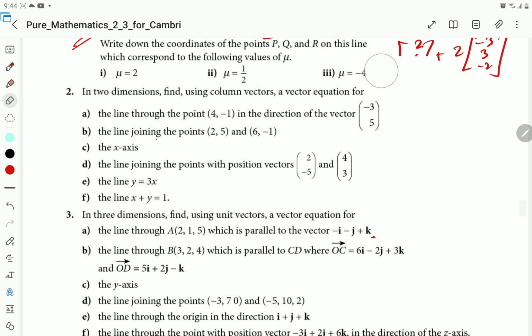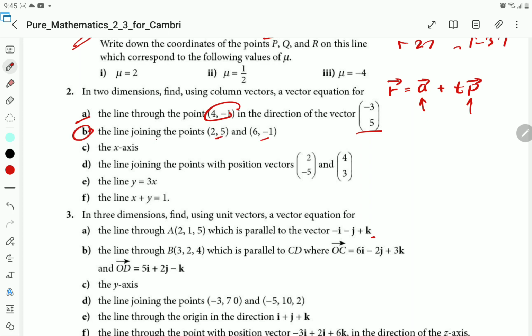In two-dimensional, the line, oh, this is so easy. Remember, our vector equation of the line is r is equal to a plus t, or lambda, times vector p. So you just need to know if there is one point and then there is a direction, then just simply plug in. In letter A, you have the point, you have the direction, then just simply plug it in there. In letter B, you have 2 points, so that's given. You have no direction, therefore you just need to find that direction, which is equal to 6, negative 1, minus 2, 5. Okay, so like that. Then just continue with it.